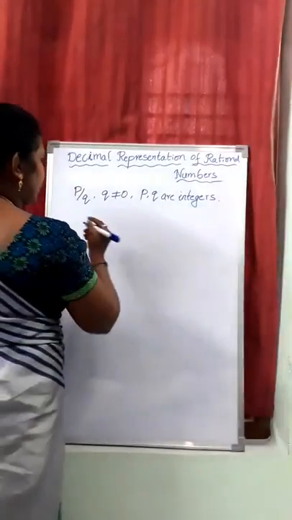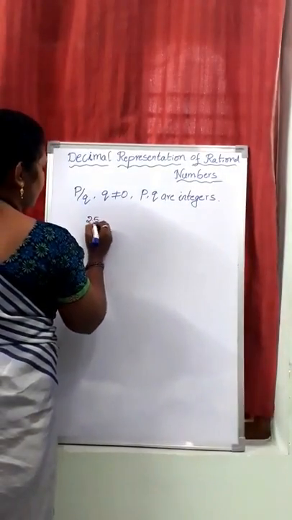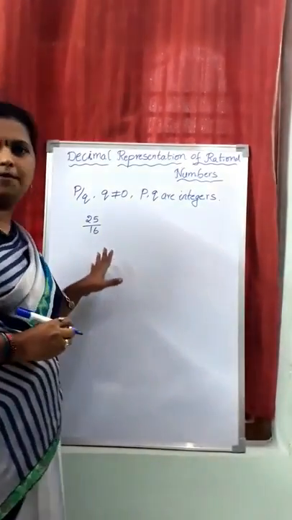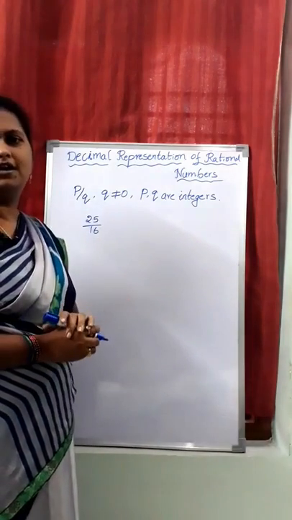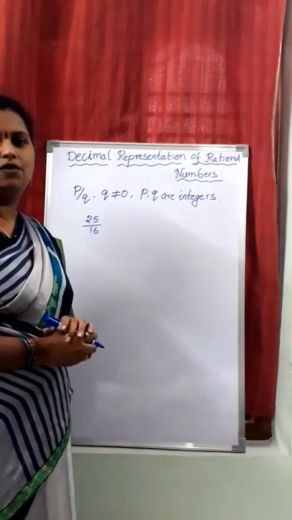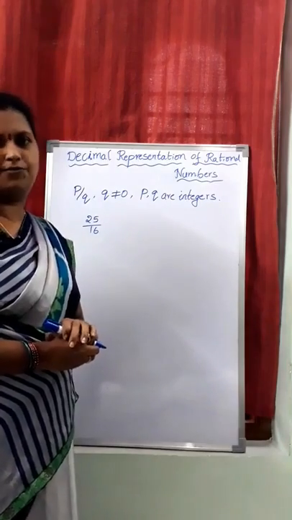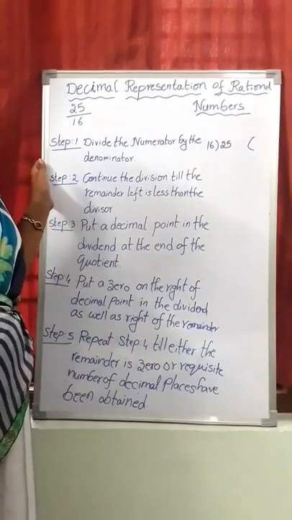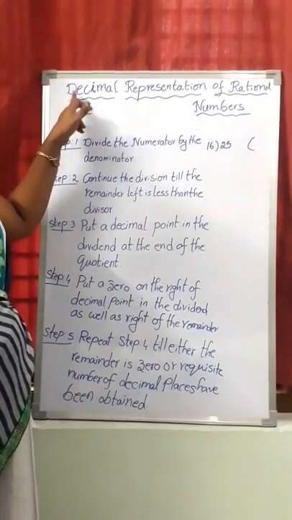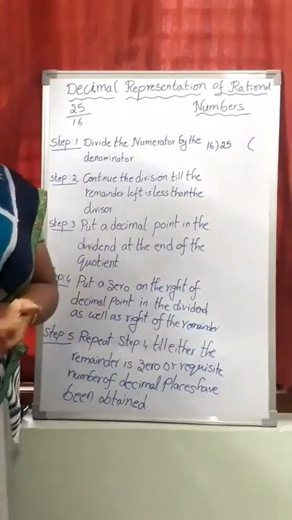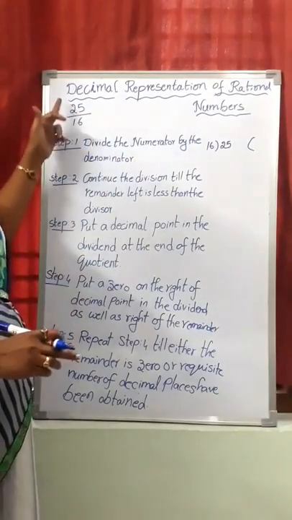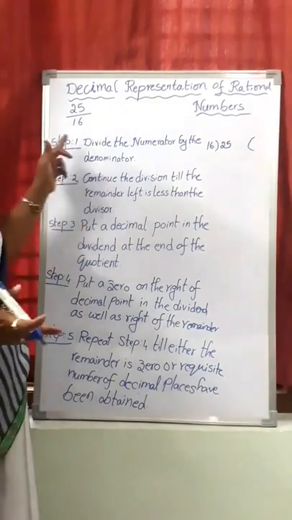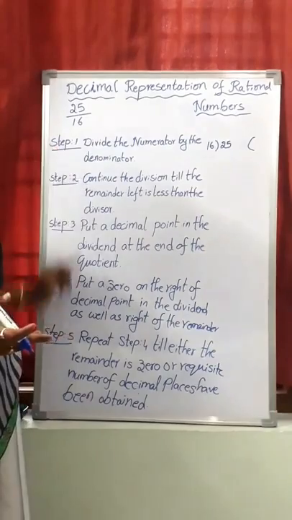Let us take a number 25 by 16. Now I am taking this number and representing it in decimal form. For that we do general division, and we have to follow some steps. Let us see how to represent 25 by 16 in the decimal form. Here we have 5 steps.